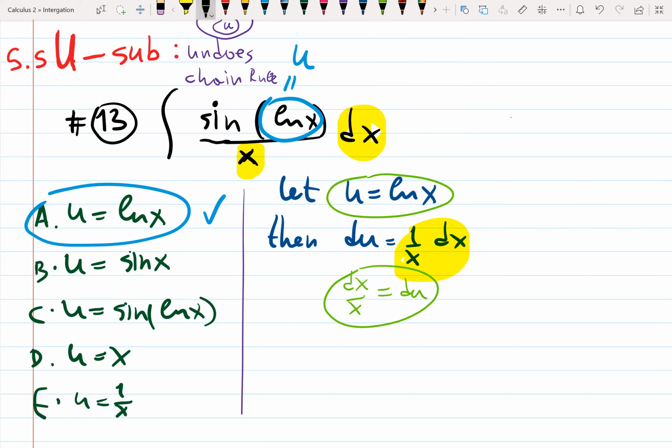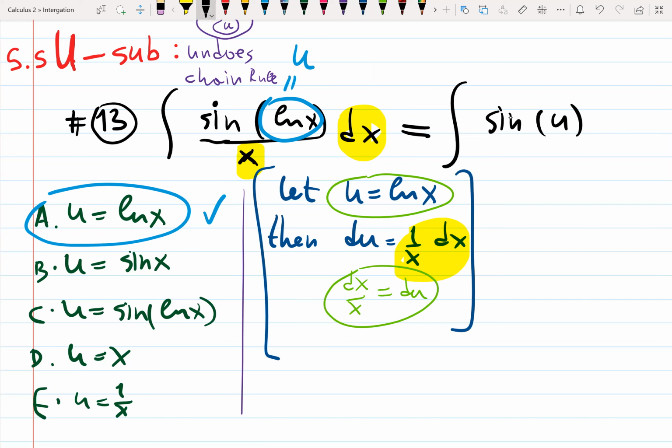Plug equation number one and equation number three from the u substitution into the integral. The integral becomes sine of u, that's planned, that's what we wanted. And then the yellow part is dx over x, but that is now du. So the integral became sine of u du.